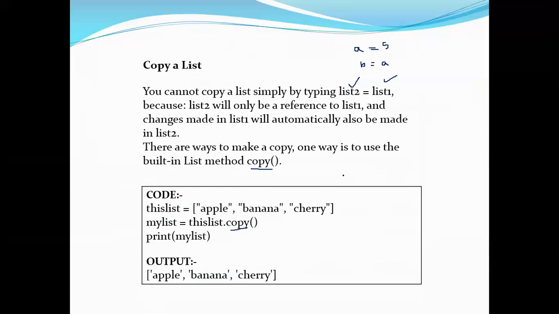But this is not the case in list 2 equal to list 1. In this case, if you change it to blackcurrant, list 2 also will change to blackcurrant, right? So if you need to proceed with the reference copy, you need to go with list 2 equal to list 1. If you need to have the values alone copied and stored, you can use the dot copy method, right? There is also another way to do this. We will see what it is.